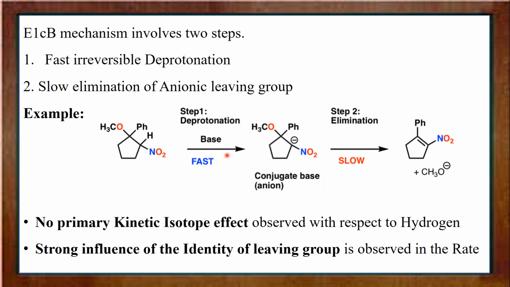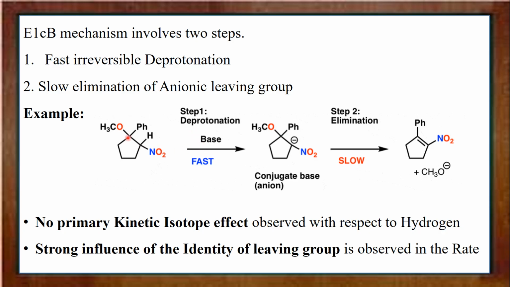How do we confirm that the abstraction of hydrogen is in the first step? When we replace this hydrogen by deuterium, there is no change in the rate of the reaction. There is no primary kinetic isotope effect observed with this hydrogen. That means when you are replacing the lighter isotope by the heavier isotope, the reaction rate should decrease, but there is no change. It shows that the removal of hydrogen is not the rate determining step.